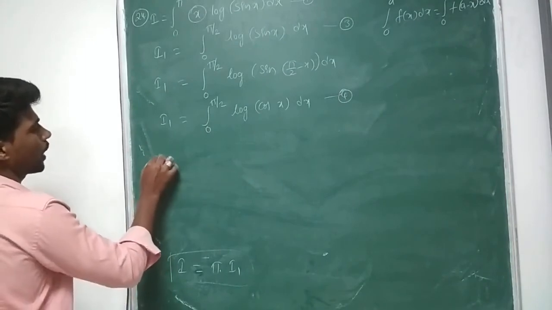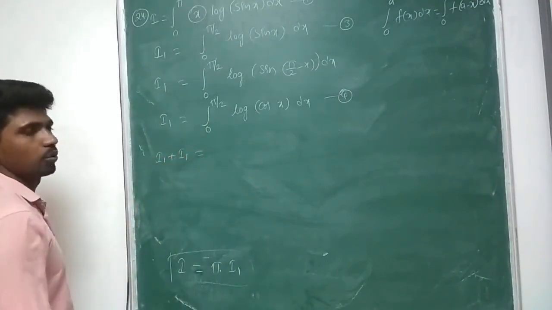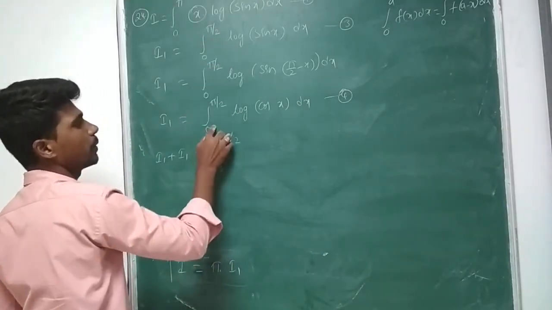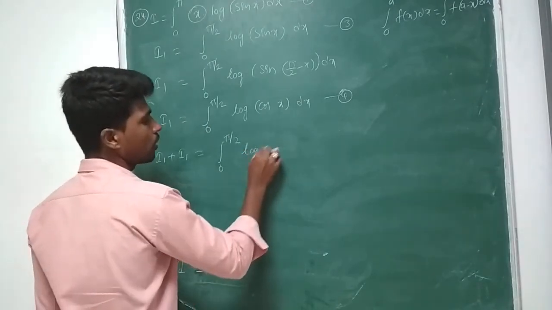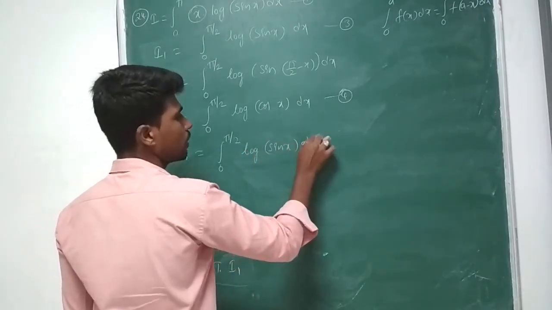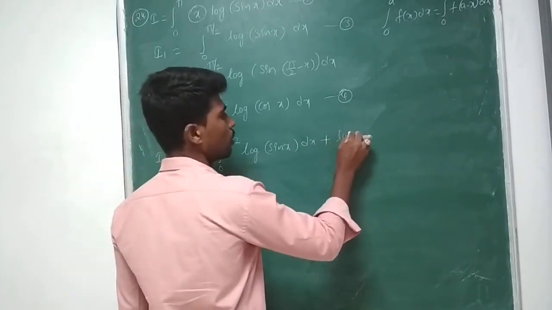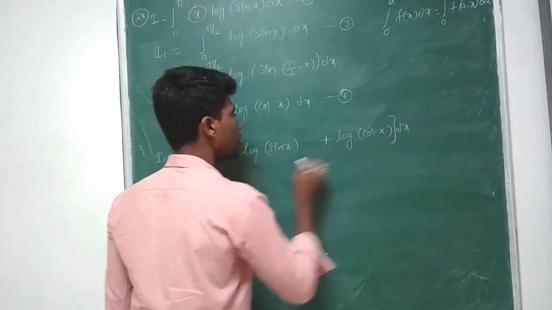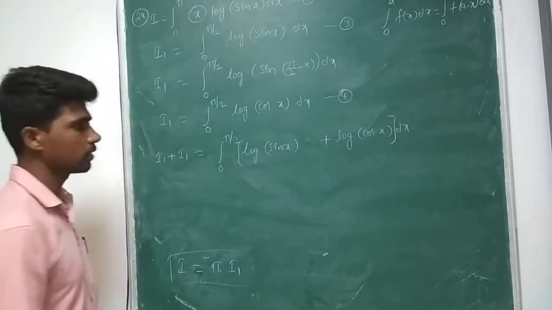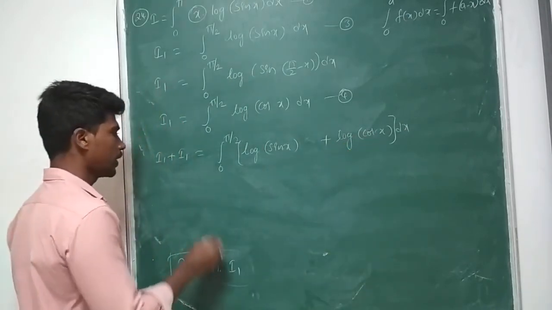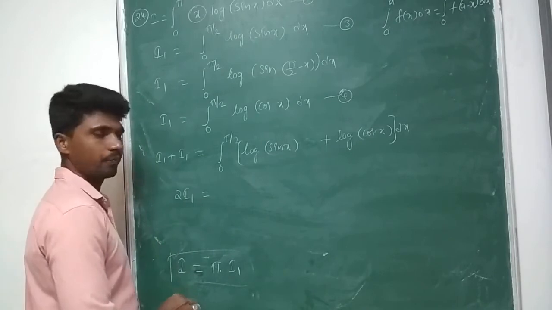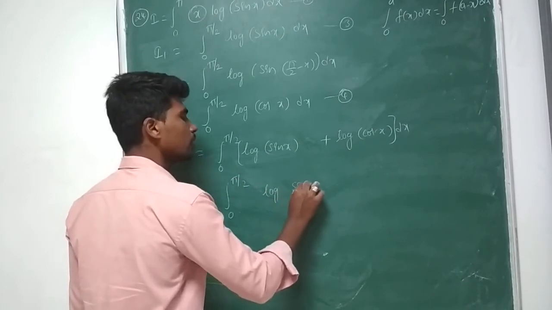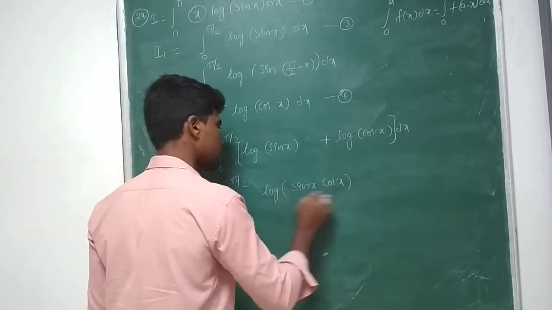If I add 3 and 4, I get I1 plus I1, which is equal to integral 0 to pi by 2. So both have the same integral, log sin x dx plus log cos x dx. So I take the integral common. So I get log sin x plus log cos x, log m plus log n, log m into n. So 2 into I1 is equal to integral 0 to pi by 2 log sin x into cos x dx.